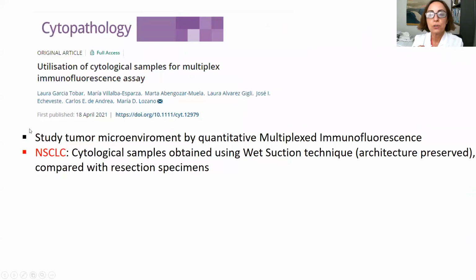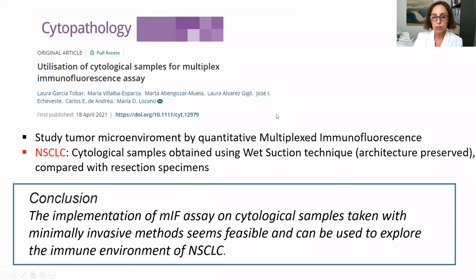So in relation to this, we just published a paper. It's a very preliminary study trying to validate this technique, the multiplexing immunofluorescence in cell blocks from non-small cell lung cancer. And the preliminary conclusion is that the implementation of multiplexing immunofluorescence assay on cytological samples seems to be feasible and can be used to explore the immune environment of non-small cell lung cancer patients who are not candidates for surgery.